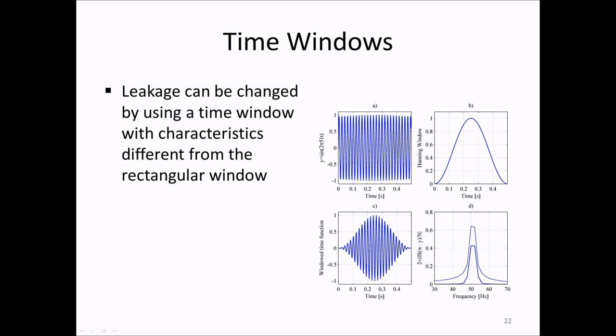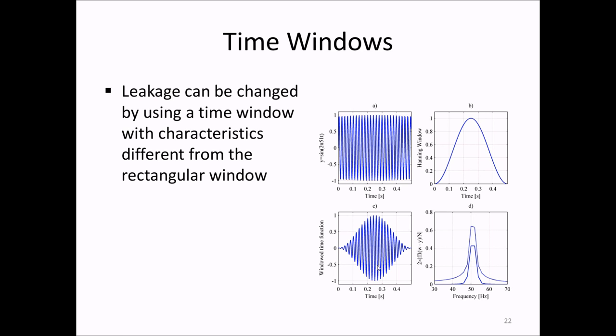Now that we understand the leakage effect, we can try to improve the DFT result for some particular purpose we have with our analysis. And this is done by applying a time window other than the rectangular window we have talked about so far. So, before the DFT is computed, we multiply the measured data by a function as indicated in the upper right plot here, and this we call a time window. The product of this time window and the data in the lower left plot here is what we actually send to the DFT.